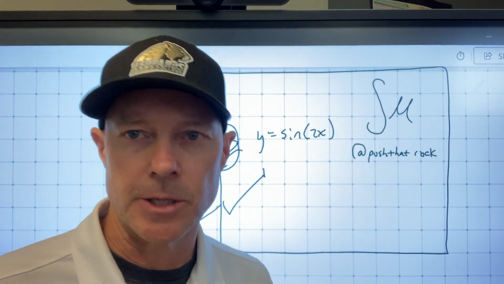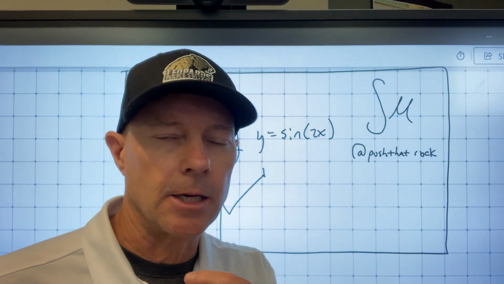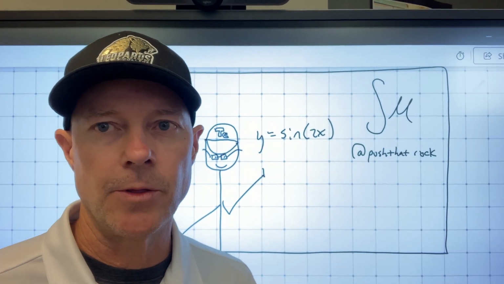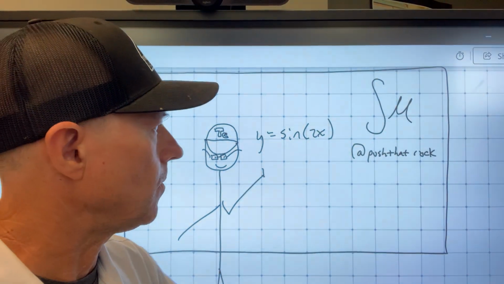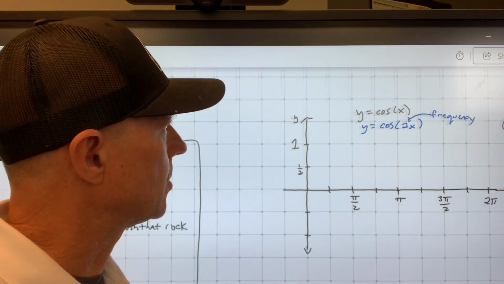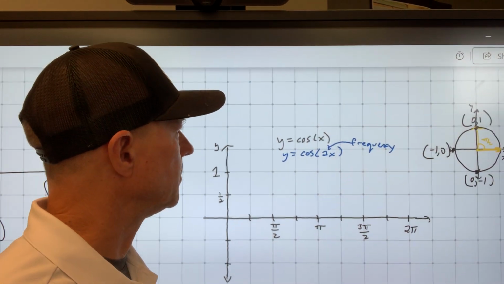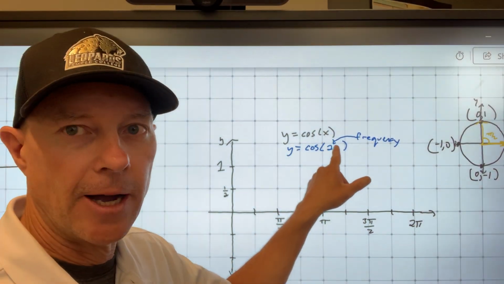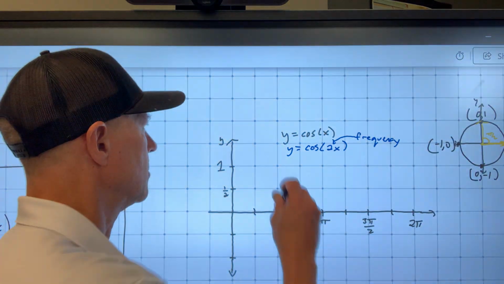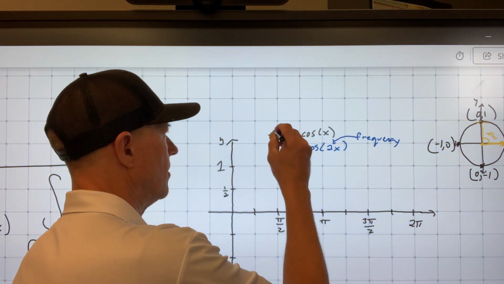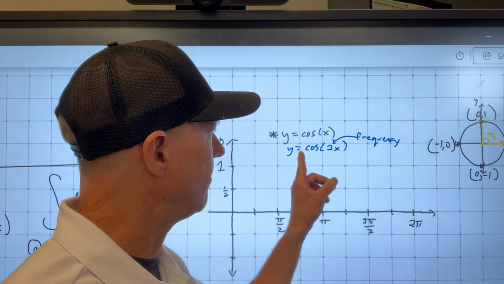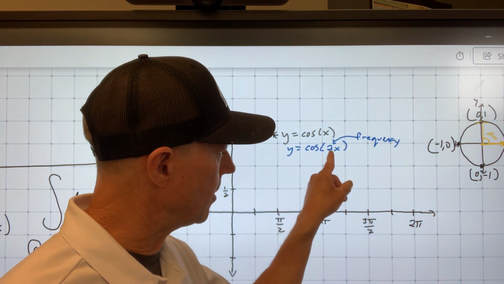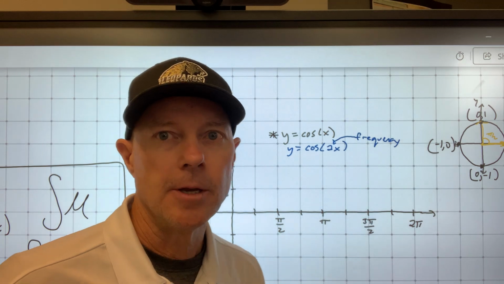That rock here with some math. Let's graph trig functions when there's a coefficient to the input. Okay, so what I'm going to do is first remind us how to graph cosine x. So we're first going to graph this function here. And then we're going to graph a cosine function when there's a coefficient to the input variable.